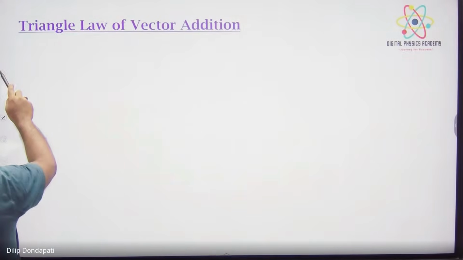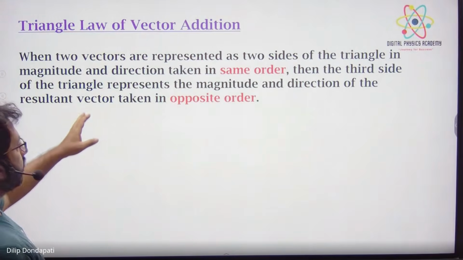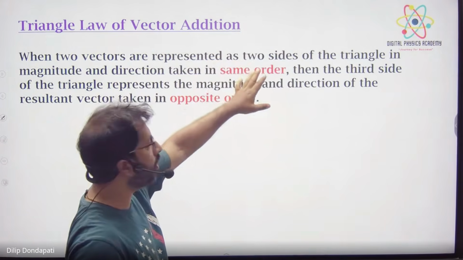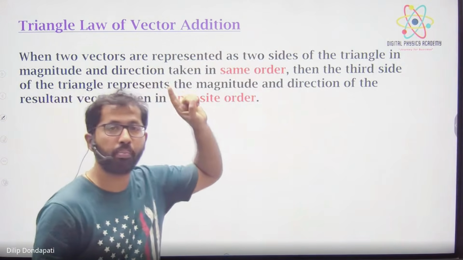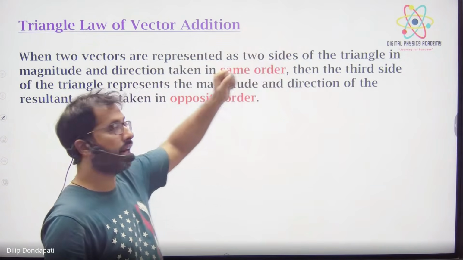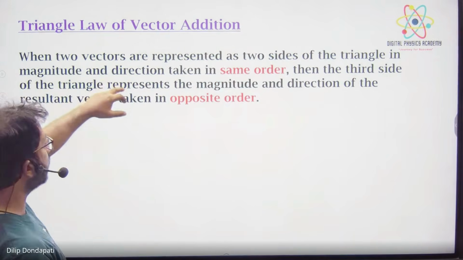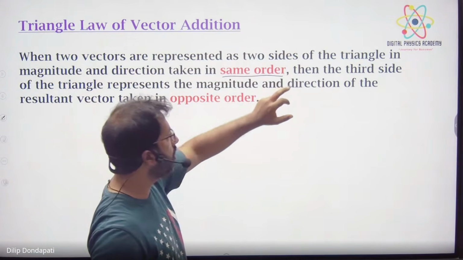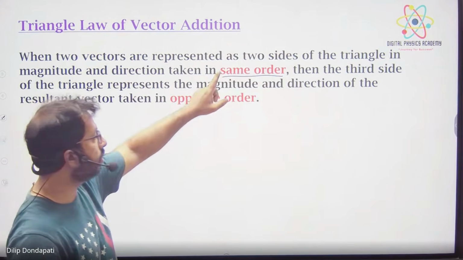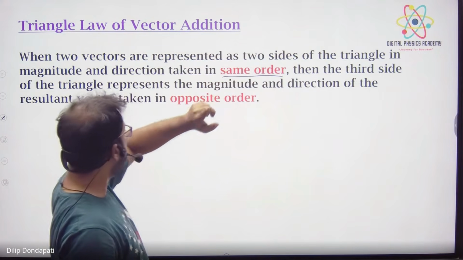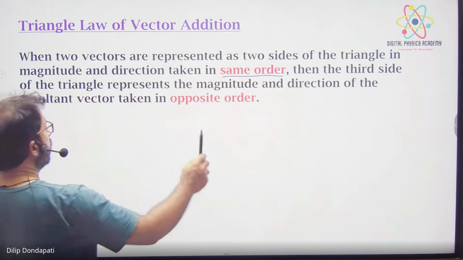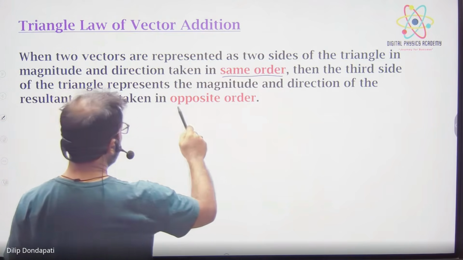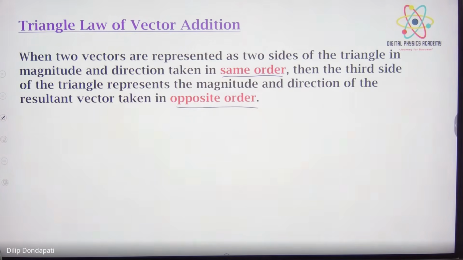What is the triangle law? When two vectors are represented as two sides of a triangle, in magnitude and direction, taken in the same order, then the third side of the triangle represents the magnitude and direction of the resultant vector, taken in the opposite order. Our intention is very important: A and B we should take in the same order. So first write, copy down. I'll explain.